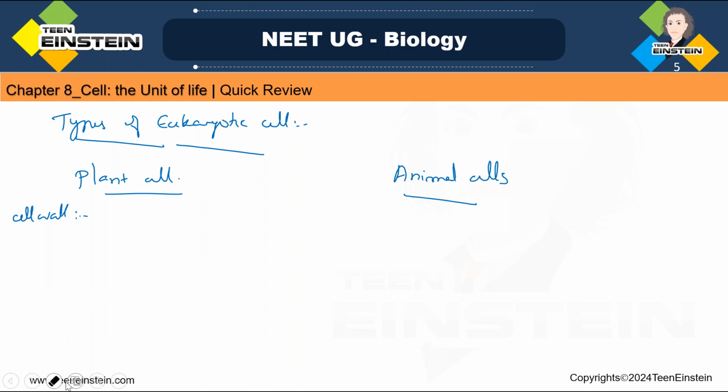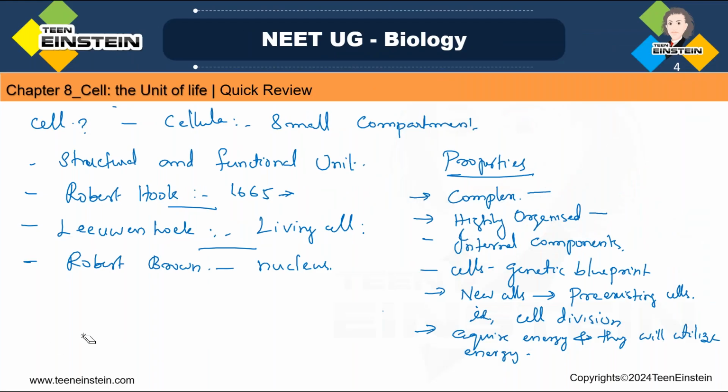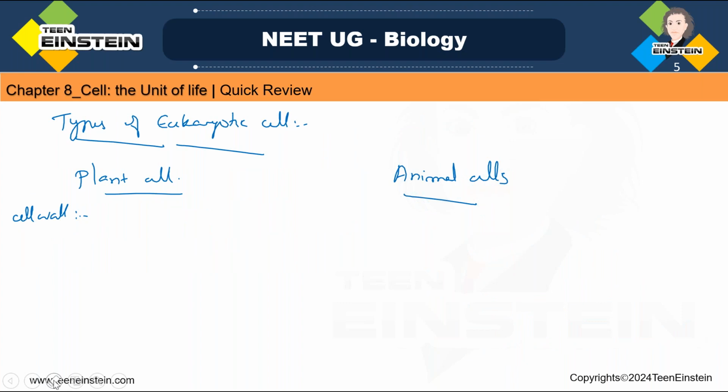This is plant cell. Under plant cell, what you need to write? In animal cell, the cell wall is absent. In plant cell, the cell wall is present. The plant cell wall is made up of what? Cellulose. A cellulosic cell wall is present in plants. And what about the shape of plant cell? In plant cell, you can see a fixed shape.